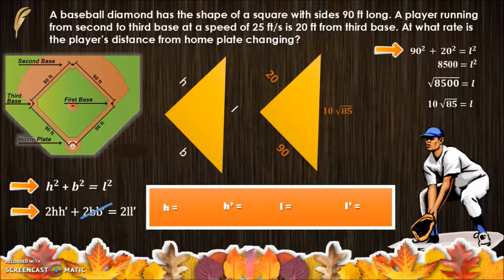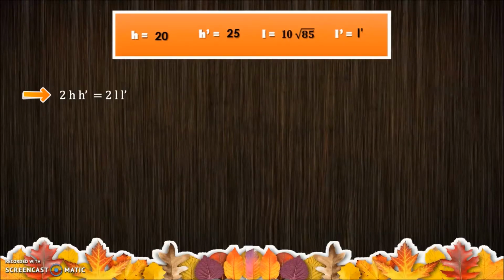So we know that h is equal to 20, as we can see on our little picture that we drew. We know that h prime is going to be equal to 25 because the player is running from second to third base at a speed of 25 feet per second. And then we know that L is equal to 10 times the square root of 85, and then L prime is what we're trying to solve for. So now that we have all of our variables and we have our equation, we just have to substitute so that we can find our answer.